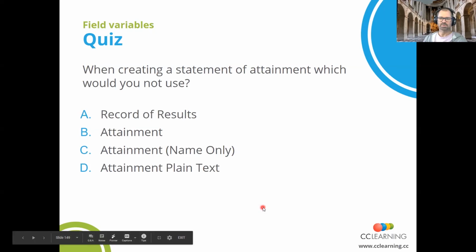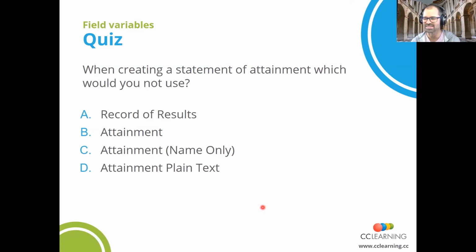Okay, so when creating a statement of attainment, which would you not use? Hopefully this is pretty obvious, because just one of these options doesn't actually say attainment in it. So it's a record of results. Yeah, that's the one. Well done, guys.